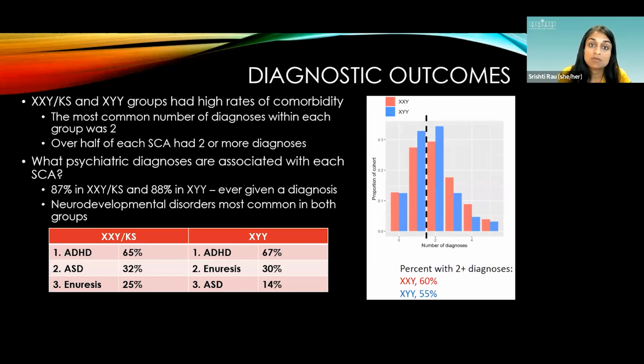When we look at the most common diagnoses within each group, on the left, in Klinefelter's, about 2/3 of the individuals were diagnosed with ADHD, about 1/3 also had diagnoses of autism, and about 1/4 of the 102 people with Klinefelter's were diagnosed with enuresis, which is essentially having difficulty with urinating not into the toilet. On the right, the most predominant diagnosis in XYY was also ADHD and represented about 2/3 of the individuals, followed by enuresis in about 1/3, and then ASD was the third most common diagnosis in about 14% of the individuals.